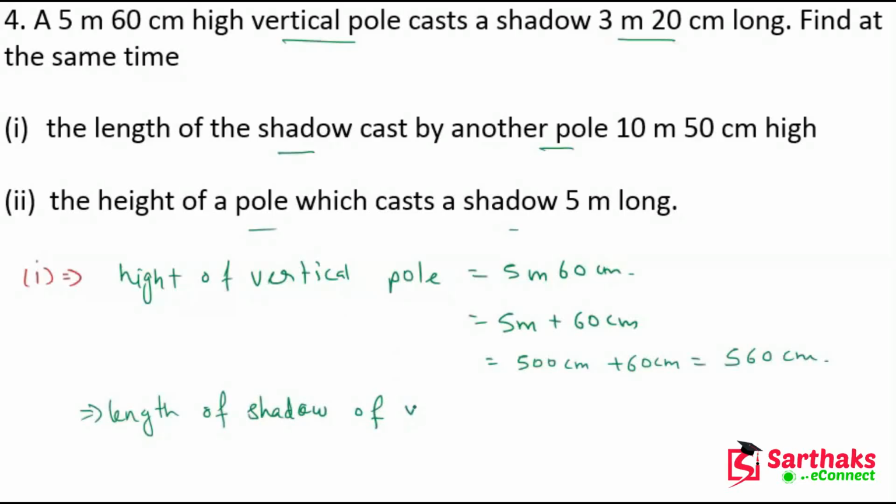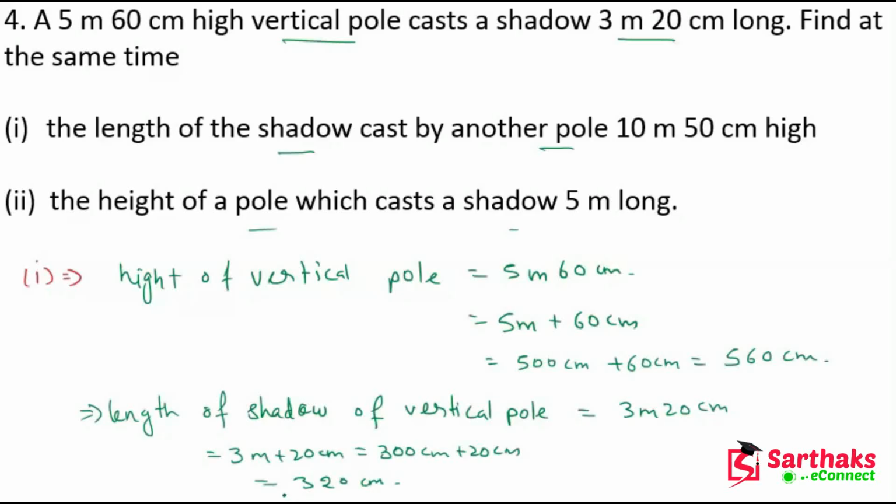Now the length of the shadow of the vertical pole. Here we know that this is 3 meter 20 centimeter, and we can write it as 3 meter plus 20 centimeter. So this will become 300 centimeter plus 20 centimeter. So we get 320 centimeter. We converted all these lengths into centimeter. Understand?